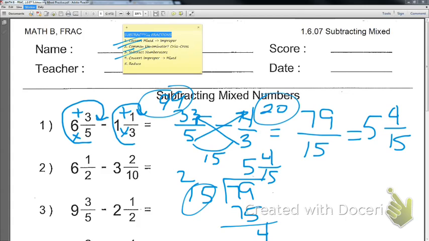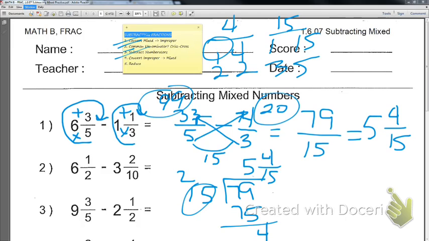Ask yourself, is the 4 over 15 reduced all the way? The only way you can tell is if the greatest common factor of 4 and 15 is 1. Well, we can write the factors of 4. 4 divided by 1 is 4, 4 divided by 2 is 2, and there's no numbers between 2 and 2, so those are all the factors of 4. Factors of 15 are 1 and 15, and 3 and 5.